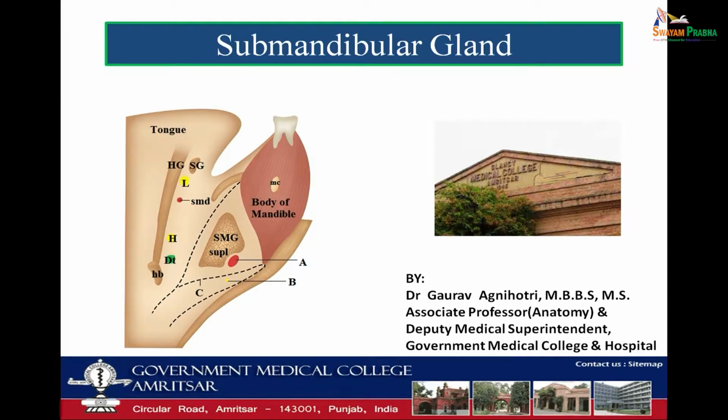So the three salivary glands are responsible for the saliva in our mouth, keeping the mouth wet. And today we are going to go through the gross anatomy of the submandibular salivary gland and the clinical manifestations associated with this gland.